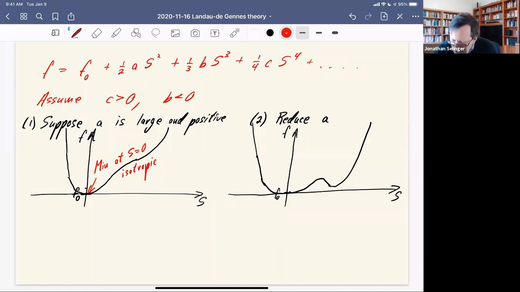So here you can see that there is an absolute minimum at S equals 0. That is the isotropic state. But there's also a local minimum at some positive value of S. So this is now a metastable nematic state.